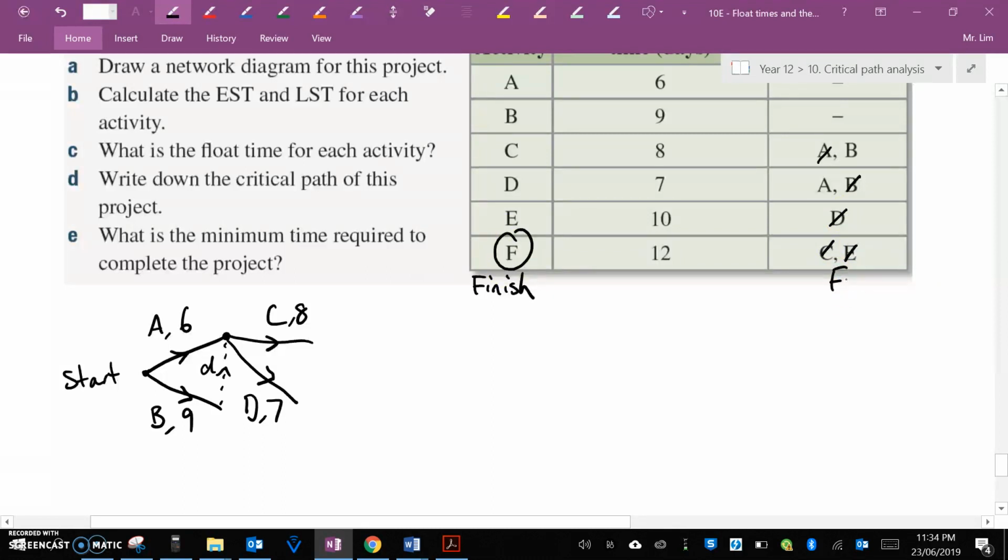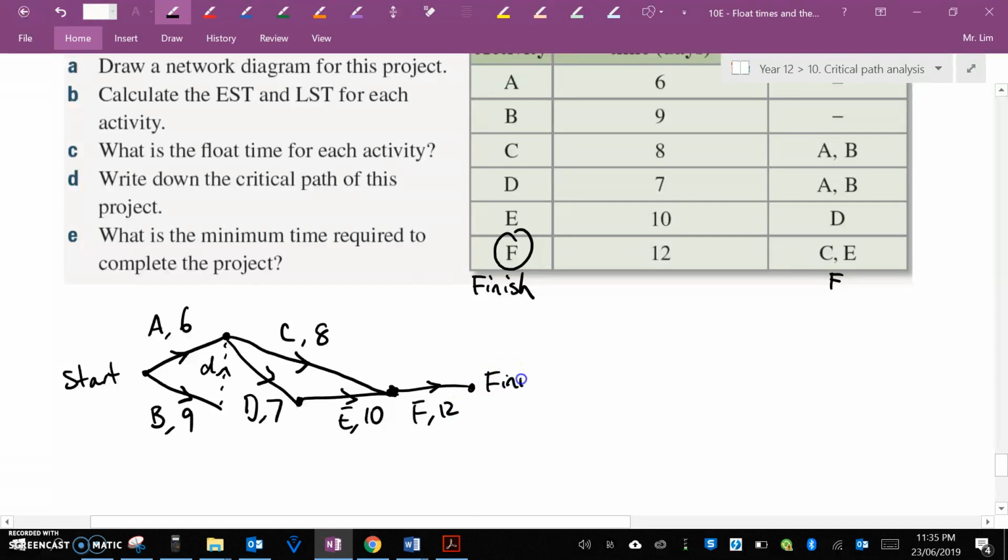Okay. So we have C and D. Now we know D is connected to E, which is 10. And we know that C and E are both connected to F. So I'm just going to redraw my C like that. And they're going to be connected to F. And then I have my finish.